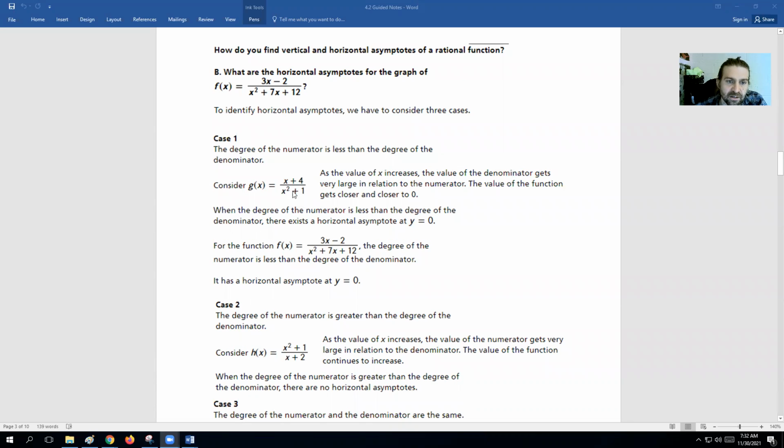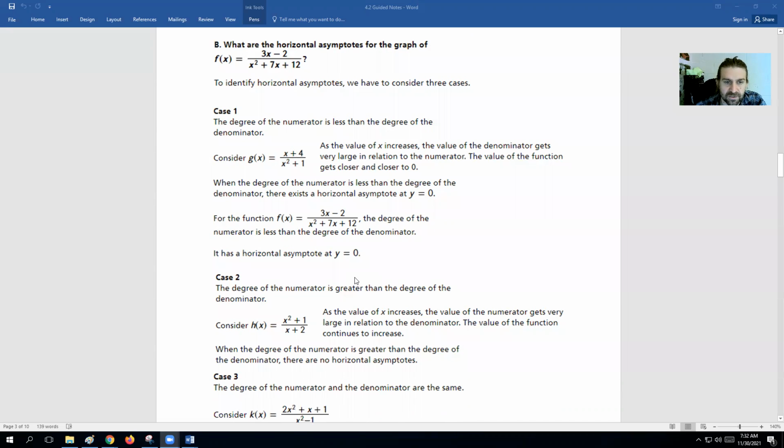All right, so the first case is if we have, like what we have here, the larger degree on the denominator. If the larger degree is on the denominator, that means there's going to be a horizontal asymptote at 0. It kind of makes sense if you think about it. If we pick numbers for x here, like 10, this would be 10 plus 4 over 100 plus 1. So that's going to be 14 divided by 101. And if we make x bigger, we go to 100. That's 104 divided by 100 squared, which is 10,000 plus 1. So as x gets bigger, the number on the bottom gets bigger and bigger, so it's going to get closer and closer to 0.